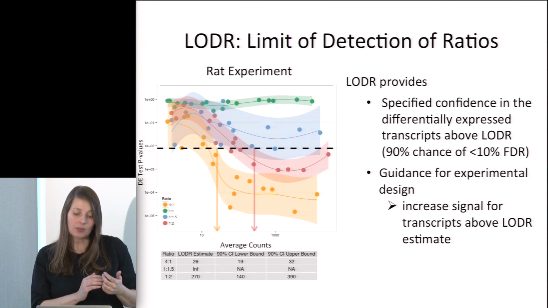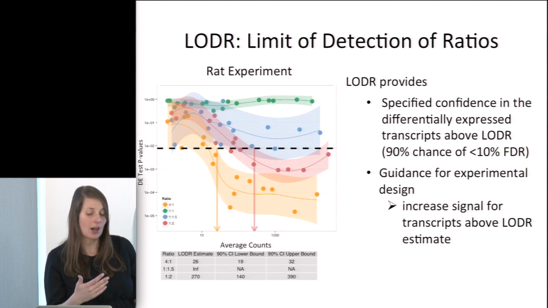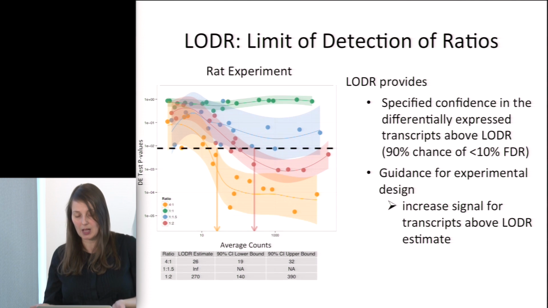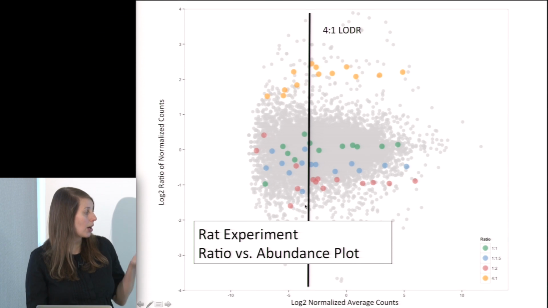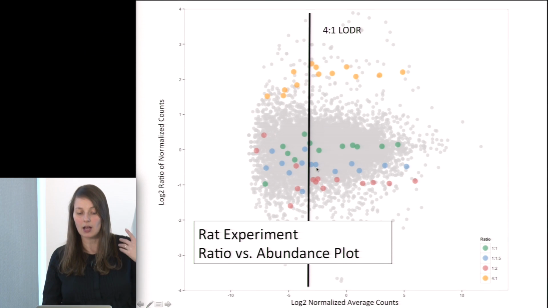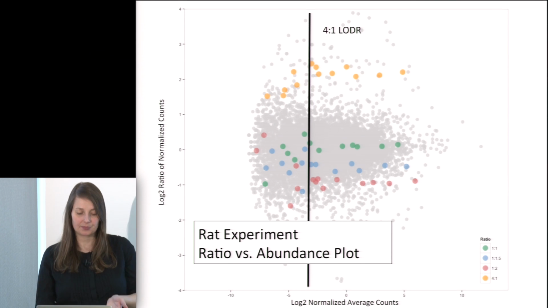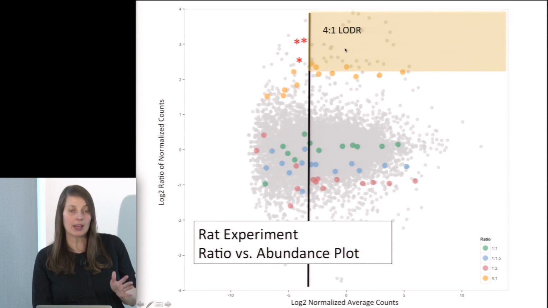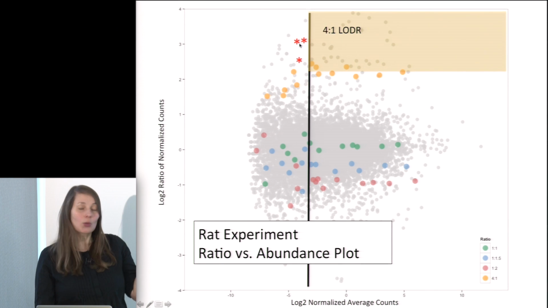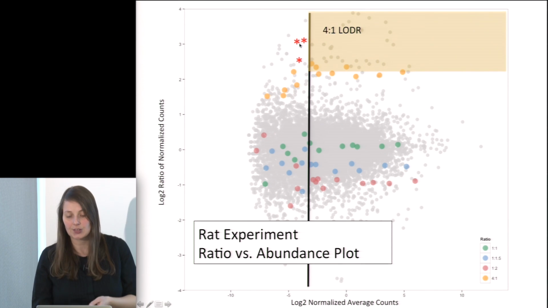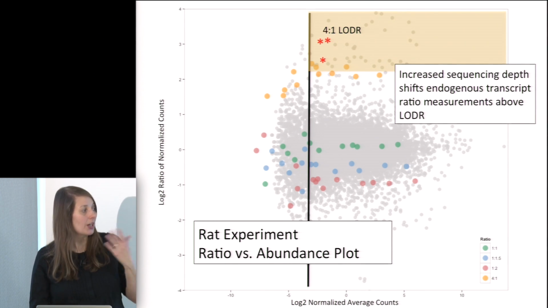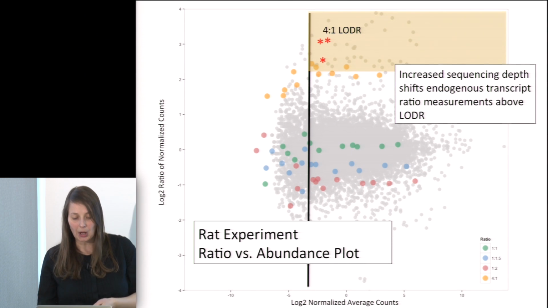And so this can be used for scientists to design new experiments. They can try to increase signal for their endogenous transcripts in the sample to be above an LODR estimate that they're targeting. So I'll show an example of that here, where I've annotated this figure with that 4-to-1 LODR that we estimated. And then we can see that this region up here is where we're above the LODR. And let's say we're sort of interested in transcripts that are shown here with red asterisks. If we were to increase sequencing depth, then those endogenous transcript ratio measurements might be shifted above LODR.